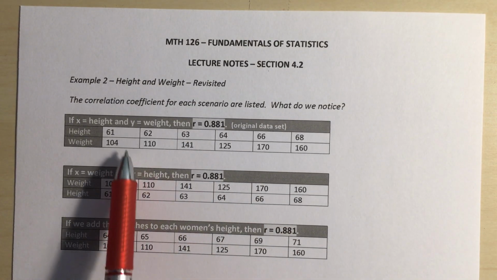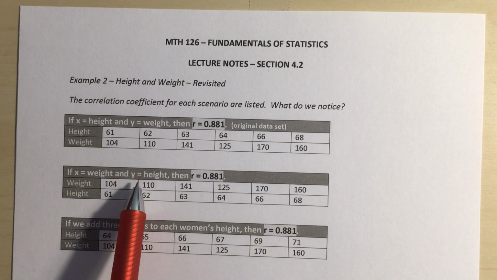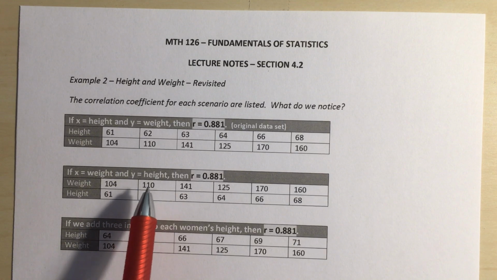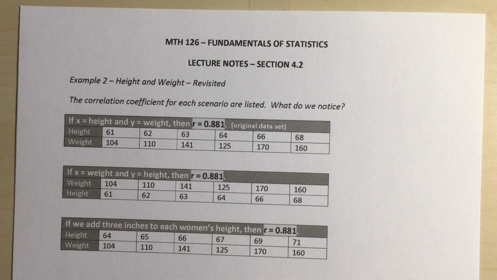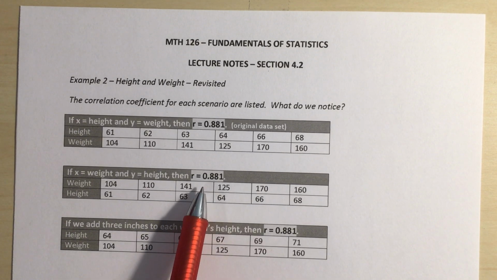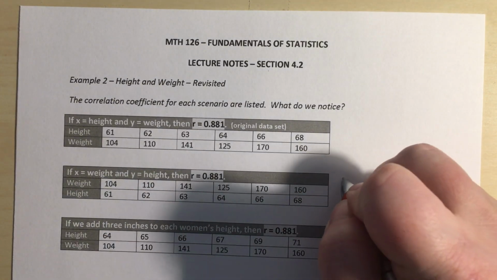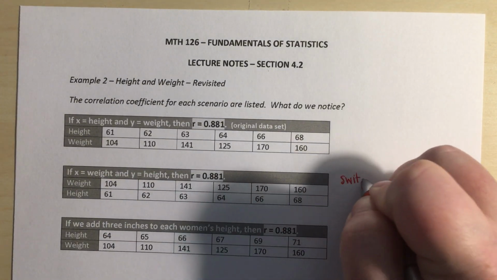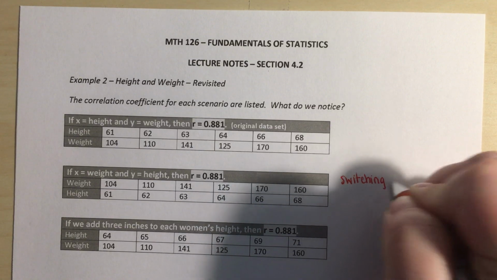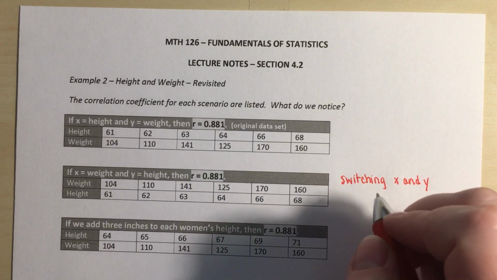Notice that if we take this table and switch these, and we make x weight and y height, our scatter plot is going to look different. Our equation of our line is going to look different. But notice that our r has not changed. It's still the same. So we're just going to make a little note here. Switching x and y does not change r.